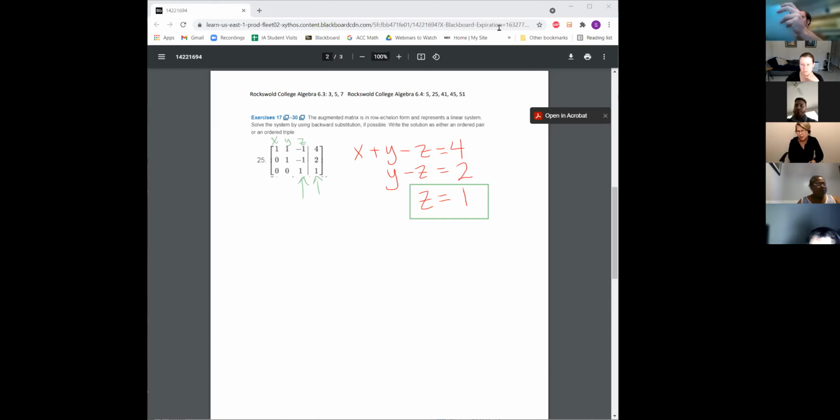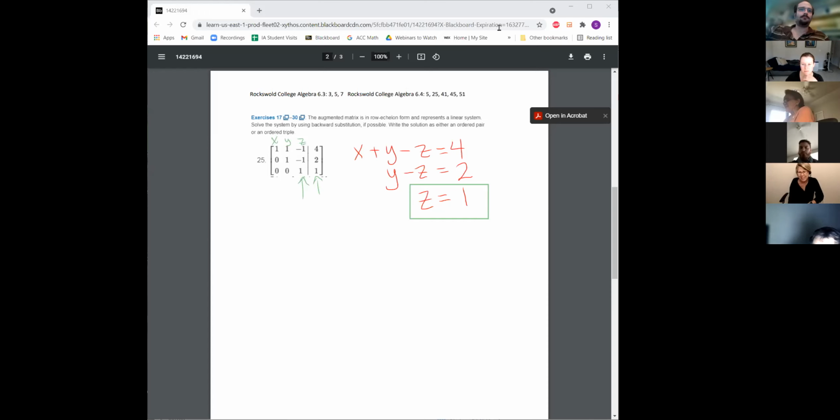I'm not sure how to explain this really, but the last equation, for example, we don't have any x, we don't have any y, we have just z. And z here equals 1, because our equation is just 0x, 0y, and z, so it comes automatically and equals 1. And then we go to the second one, because in the second one we don't have x, we have just y and z.